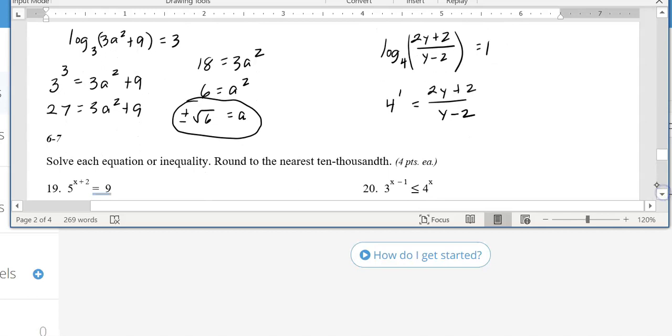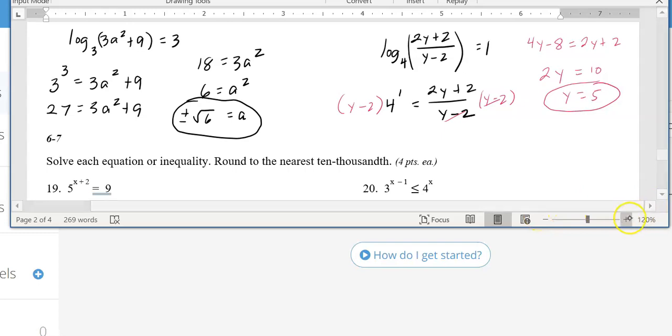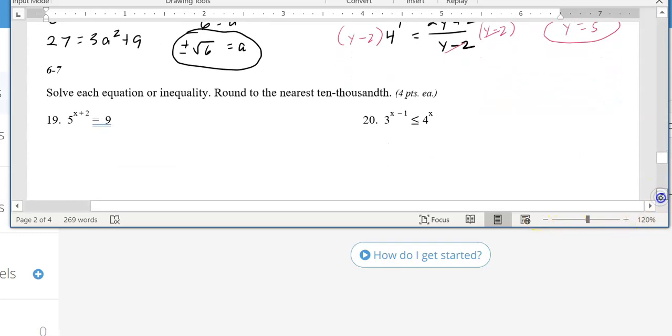All right, and let's solve for y. So I'm going to multiply by y minus 2 on both sides. So I'll show my work here. That's going to cancel these, and that's going to give me 4y minus 8 equals 2y plus 2. Subtract 2y from both sides, add 8 to both sides, divide by 2 on both sides. And my answer is y equals 5. All right.